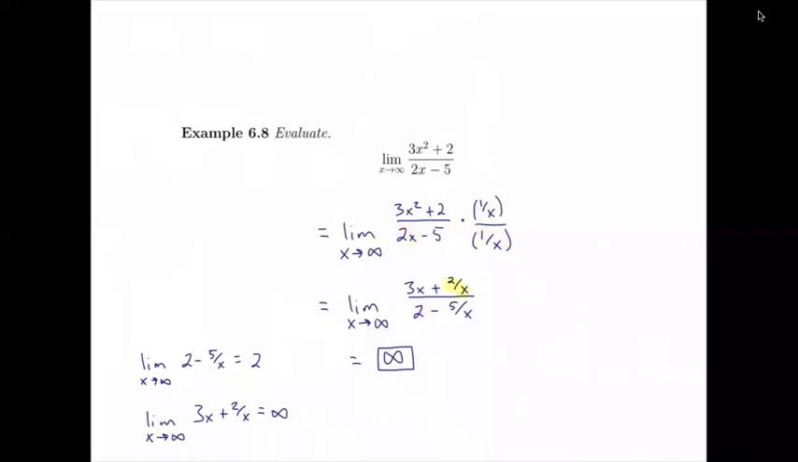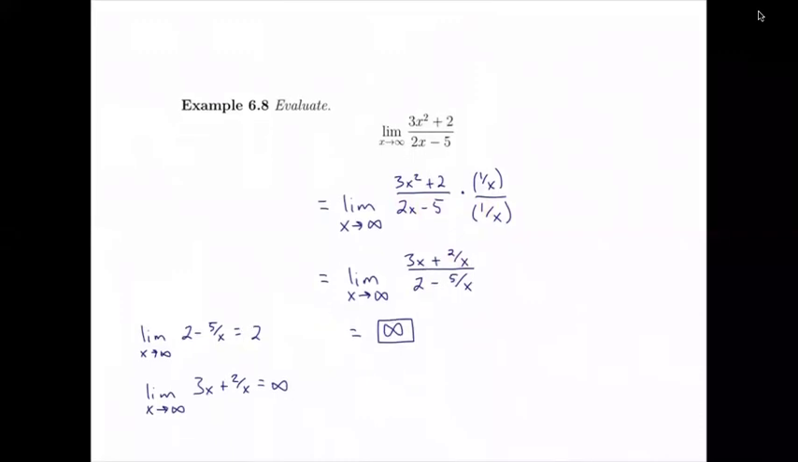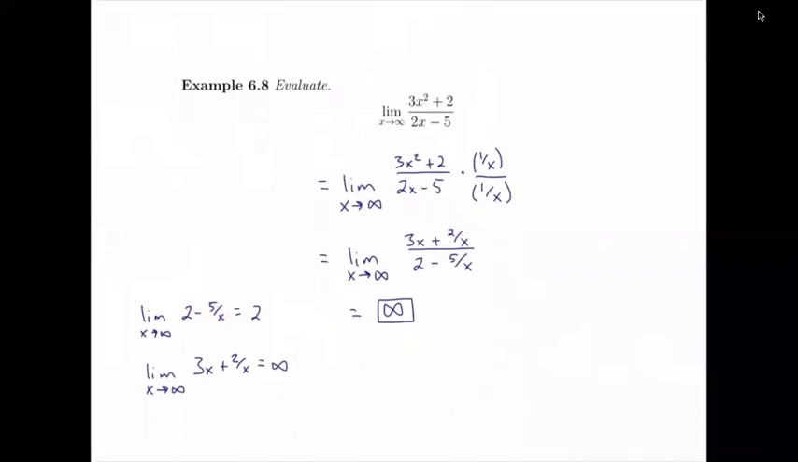We know that this trends to 0 as x goes to infinity. This trends to 0 as x goes to infinity. This just stays as a 2. So the bottom, the denominator, we see, is trending towards 2 as x trends to infinity. In other words, its limit is 2 as x goes to infinity.